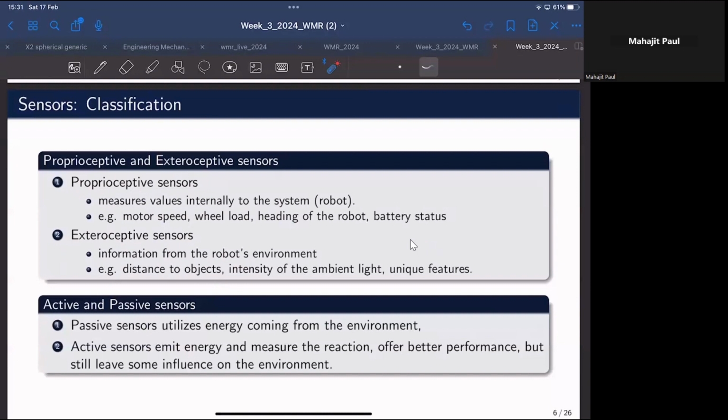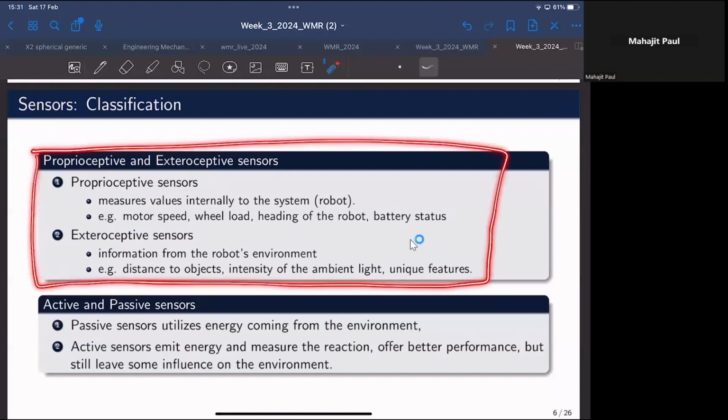Another such example could be the intensity of ambient light. Our mobile phones, smartphones and smart watches have ambient light sensors, so that they can automatically adjust the brightness of the display depending on the level of light it is receiving. And maybe also some unique features. For example, using CCD cameras, it can basically take raw photographs or raw images of its environment. So that is one kind of classification, proprioceptive and exteroceptive.